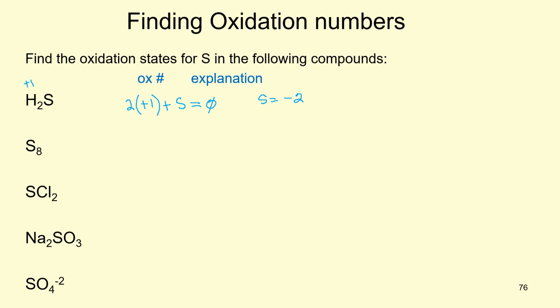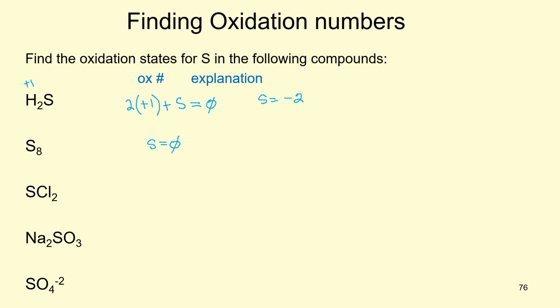Okay, so S8. Well, it's just an element. It's only the element by itself. There's nothing else, so it has to equal the charge if it's an ion, or in this case it has to equal 0 because the total is 0. So each S has to be 0 for that to be 0.